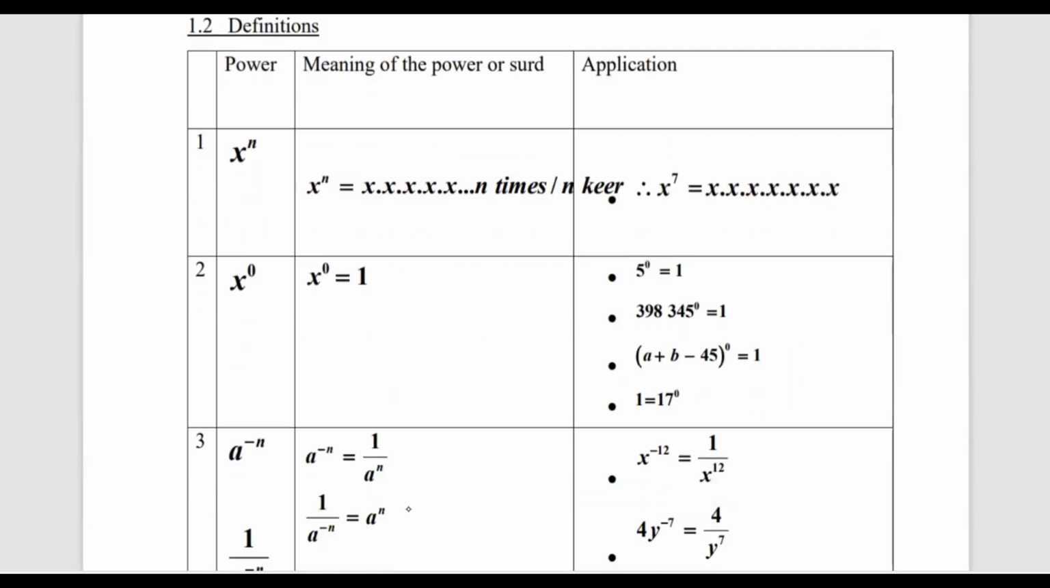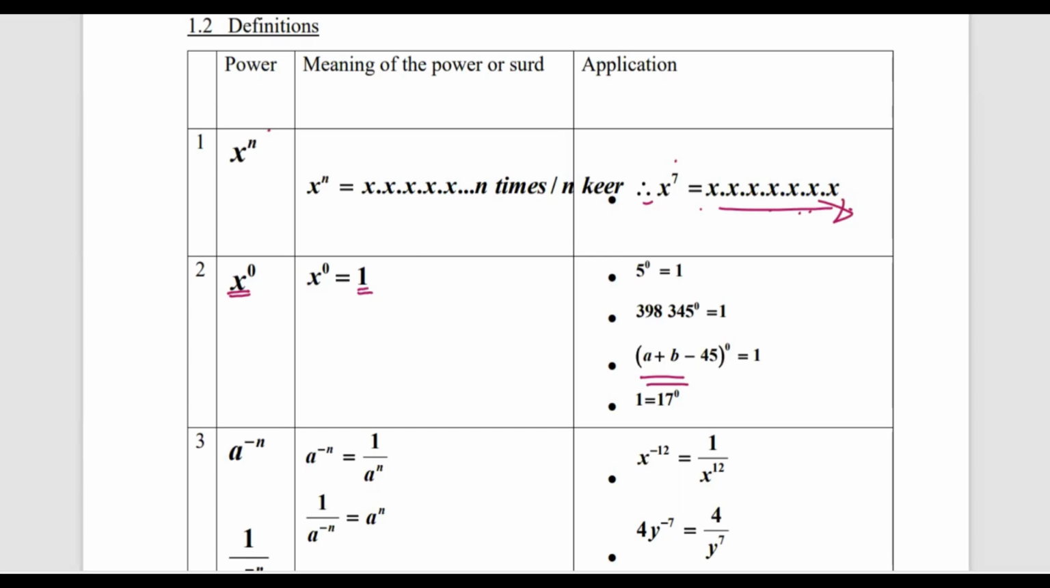So if we have x to the power of n, the meaning of this is that we are multiplying that number the number of times the exponent dictates. If we have x to the 7, it's like we are multiplying x 7 times, okay? That is definition 1. Definition 2: anything that is raised to the exponent of 0 must always give us a 1, even if it's a bracket, just like here. The answer must always be a 1.